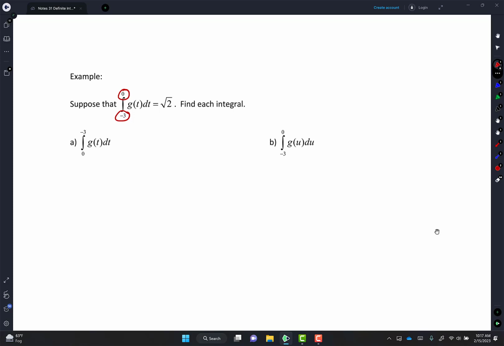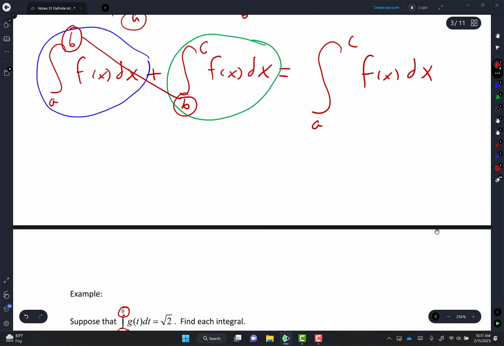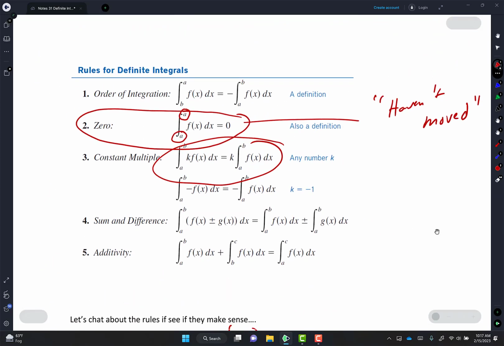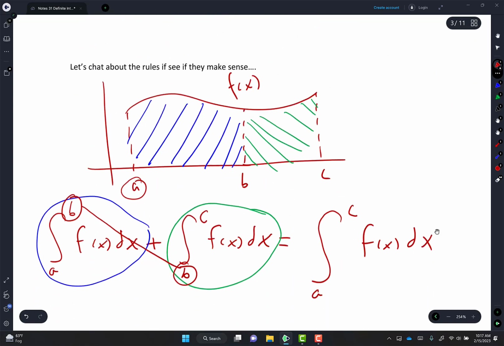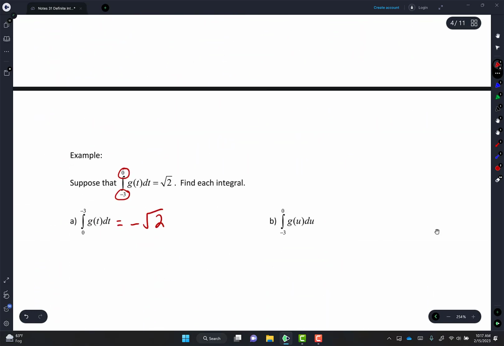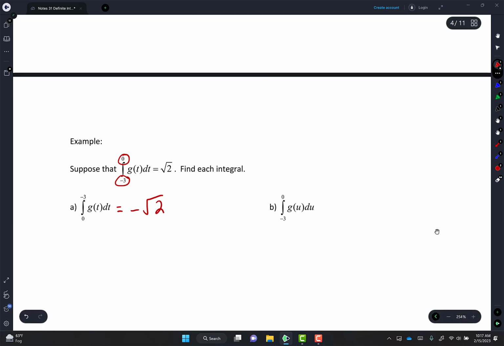All right. From 0 to -3 of g of t. Can I figure out what that is? Yes. What's the answer? Negative square root of 2. Why? Because you're counting backwards. It's the number 1 order of integration. You're counting backwards. Did everyone see how we got negative square root of 2? Be honest.